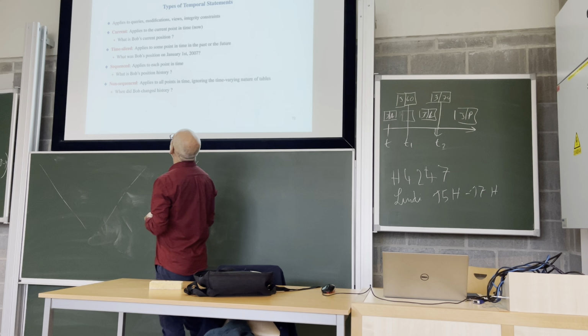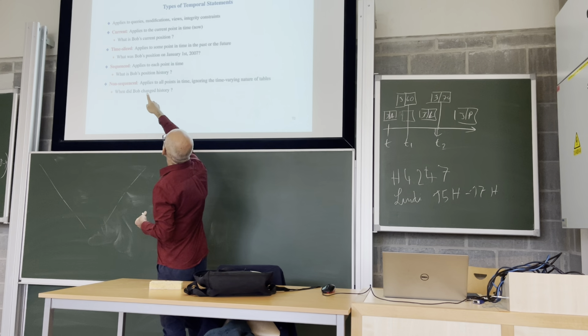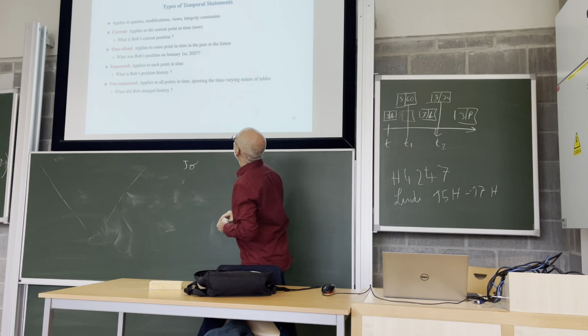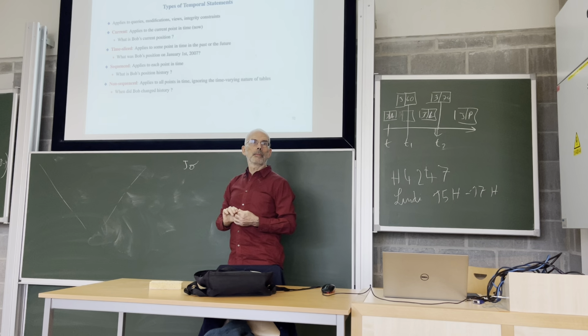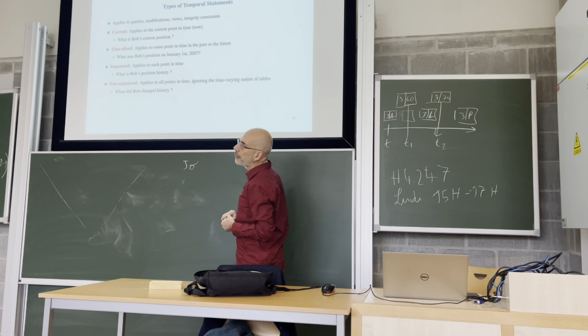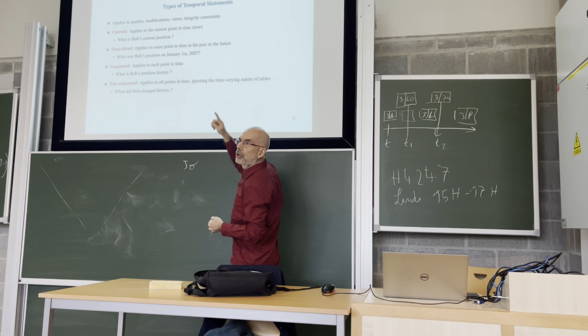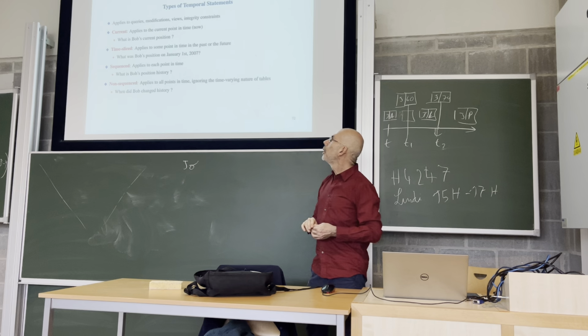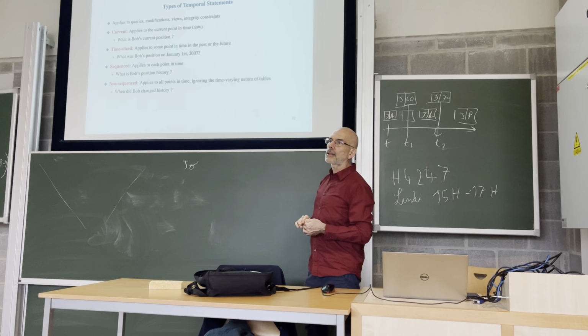Things that a manager can ask us. Which is the current position of Bob? So these are called current queries. Or which is the position that Bob will have at a particular date, if we have also future data in our database.